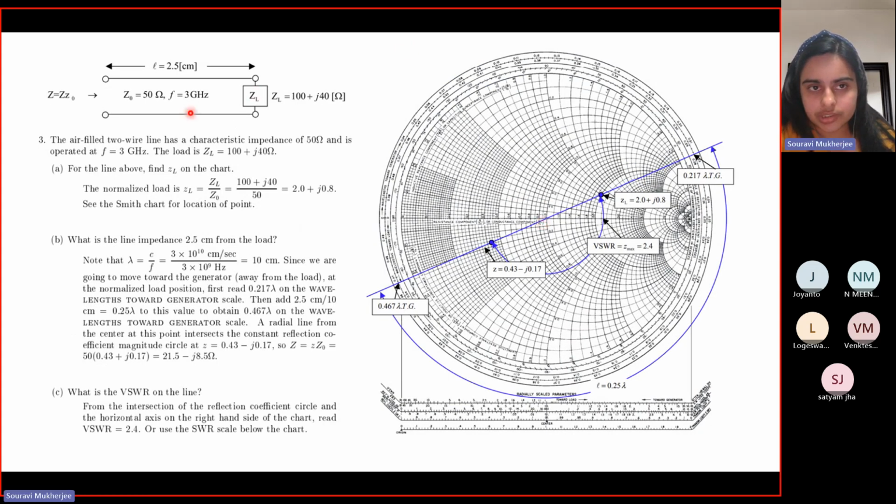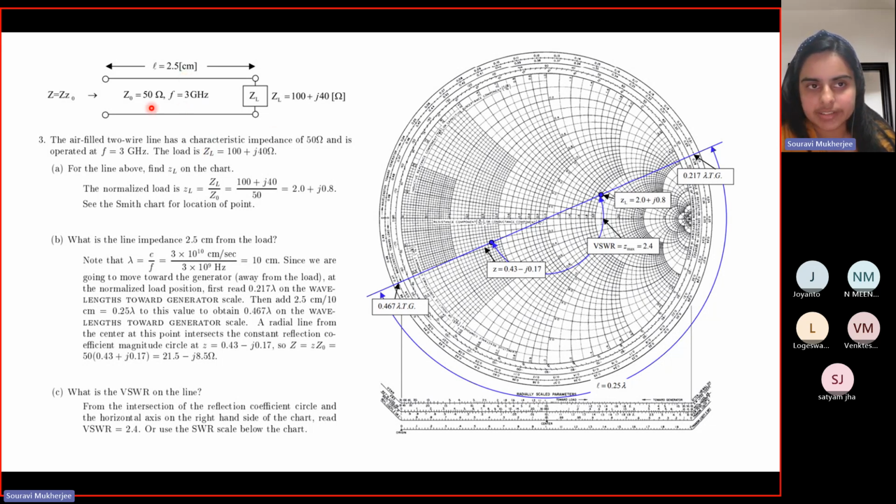Now, in certain questions, the length is not provided in wavelengths, but in normal units, right? Centimeter or meter or something like that. In that case, you have to convert it first in terms of the wavelength of your signal. Here you can see that the frequency of your signal is given as 3 gigahertz, so you can use this relation to find the wavelength. Then based on the wavelength, you can convert this length in terms of the wavelength, right? Once you get that, it becomes a similar kind of question.